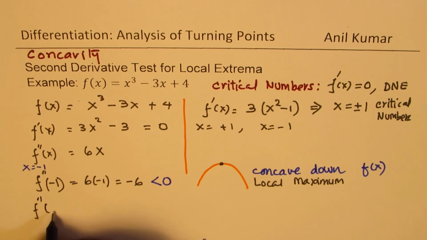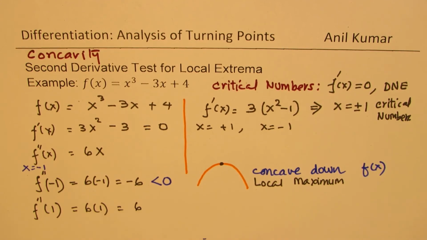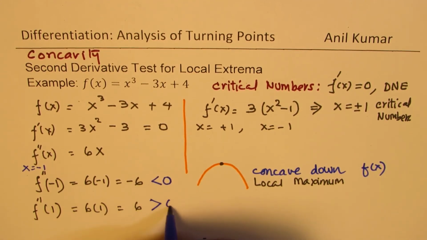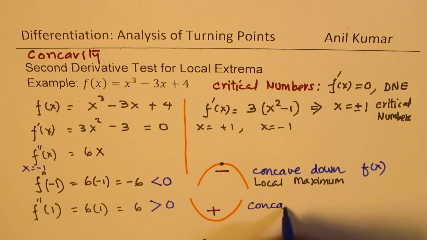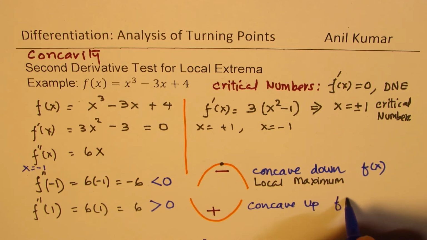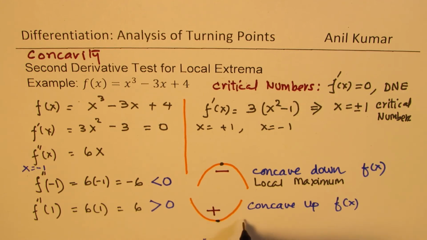So if I substitute the second value, which is plus 1, I get 6 times 1, which is plus 6. Now plus 6 is greater than 0. That means the concavity is kind of like this. You can hold something, right? Greater than 0 means positive, right? You can hold something. This is negative, right? Now that means the graph is concave up. So this is a concave up graph of the function we are talking about, right? So in the function, what we have here is a local minimum.